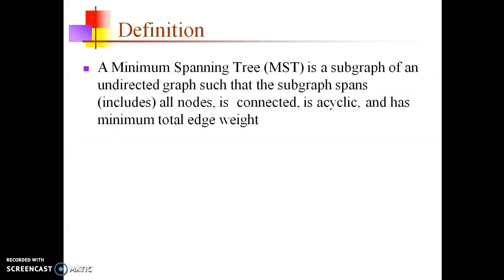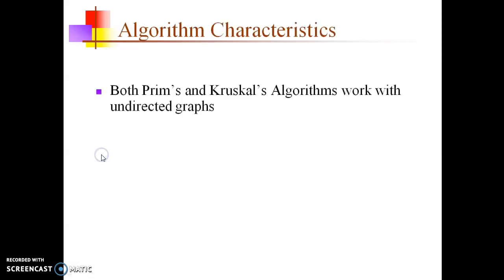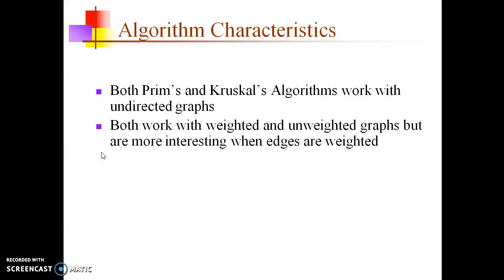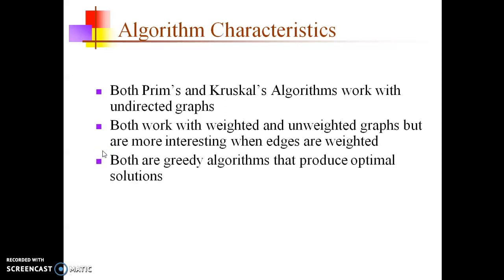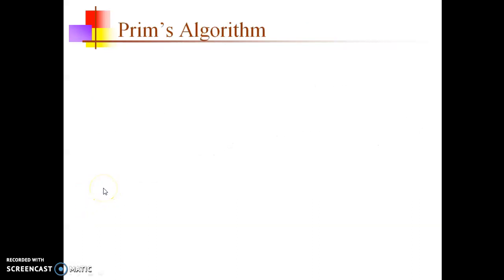Well, just a second. A minimum spanning tree, MST, is a subgraph of an undirected graph such that the subgraph spans, includes all nodes, vertices, is connected, is acyclic, no cycles, and has a minimum total edge weight. There are a couple algorithms, Prim's and Kruskal's, that work with undirected graphs. We're going to go through both. They work with weighted and unweighted, but unweighted seems to be not very interesting. I mean, you can do almost anything with that because it doesn't really matter. You'd like some sort of greedy algorithm that produces optimal solutions. You want to find the smallest the first time.